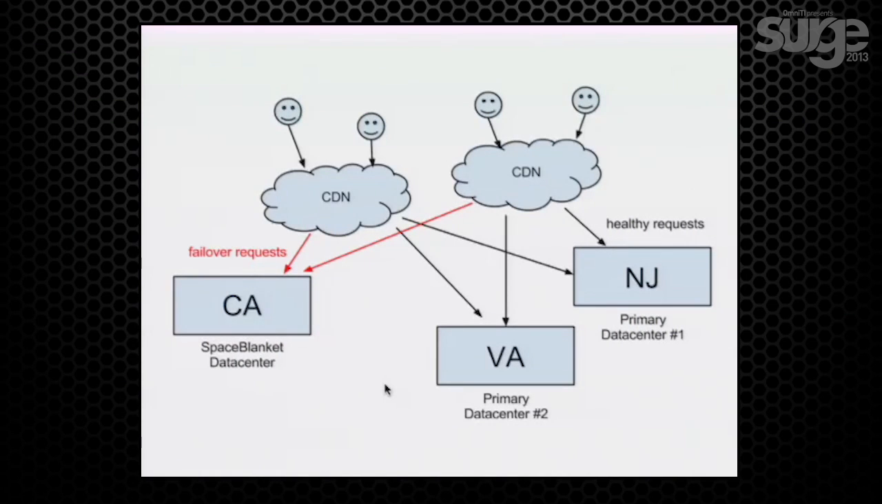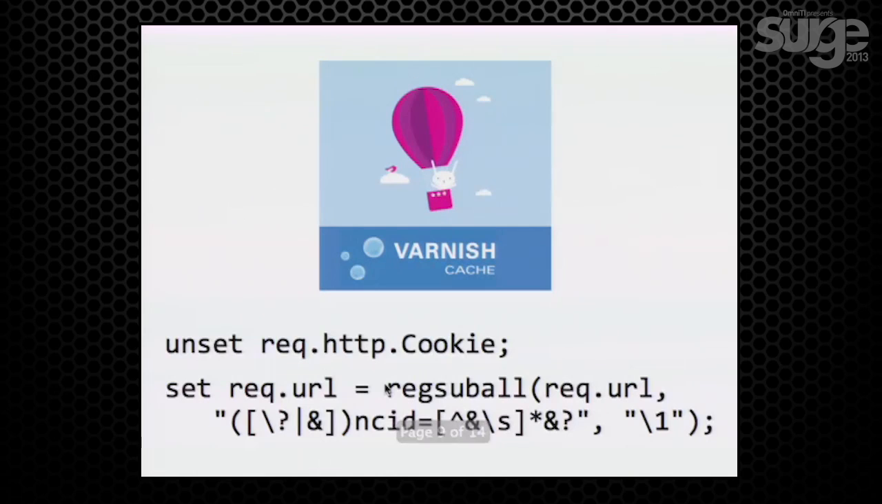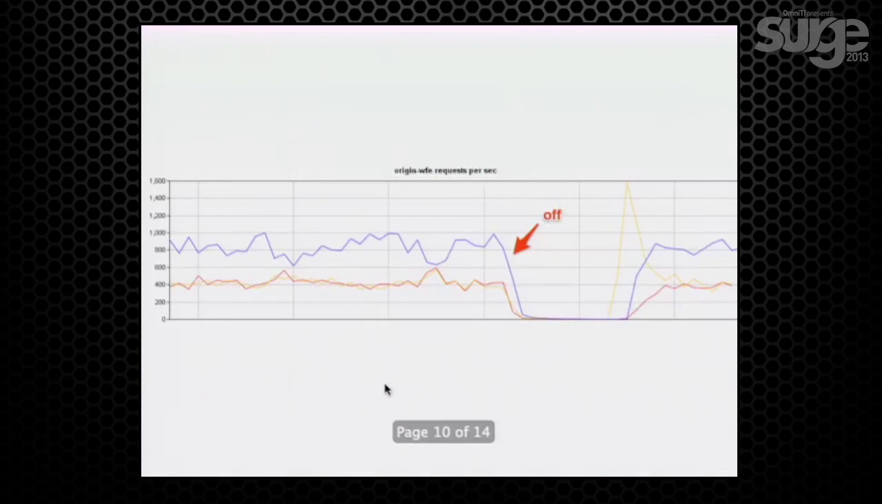So here, users hit the CDN. The CDN goes to our primary data centers. If they fail the health checks, then the CDN forwards to our Space Blanket installation. And here's how we warm the cache. The Phantom.js bots hit the Varnish server, which forwards to the CDN and the primary data center. I put the Varnish VCL up on GitHub, but in brief, we anonymize the requests by stripping the cookies, and we normalize URLs to improve hit rates by stripping some query parameters, just like general abuse of Varnish.